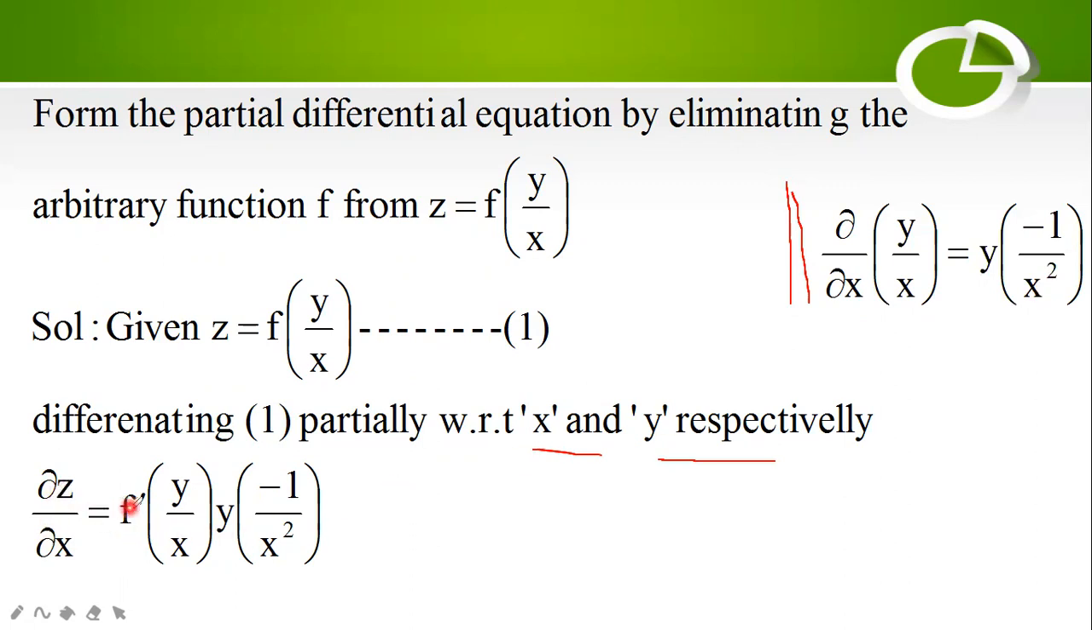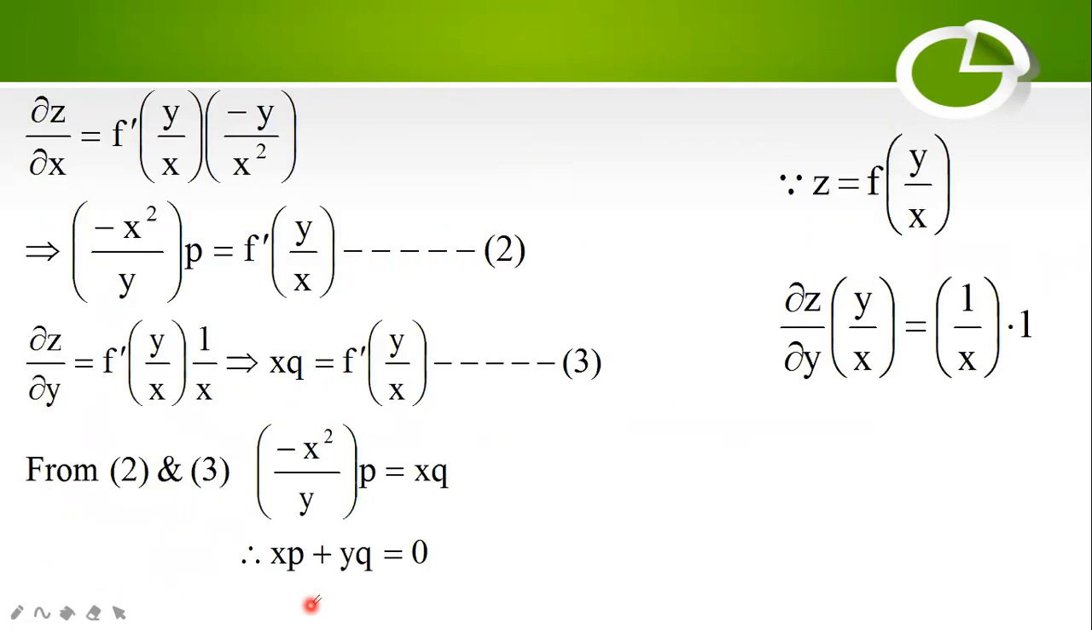Dou z by dou x equals f dash of y by x into y into minus 1 by x square. Now, you know the notation of dou z by dou x equal to p, and moving this, minus x square by y into p equals f dash of y by x. Call this equation 2.